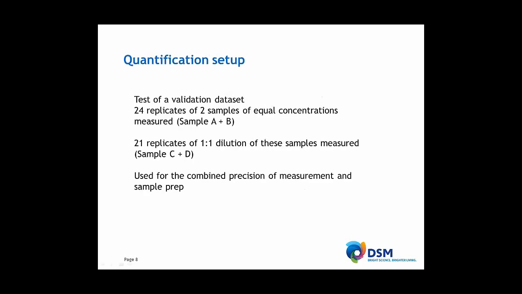Okay. Well, for these tests, I use validation data sets of 24 replicates of 2 samples of equal concentrations. I will call them sample A and B for time's sake, and a 21 replicate of a 1-to-1 dilution of these both samples. These will be called sample C and D in the presentation. And these were used to measure a combined precision of the measurement and sample preparation, as was done at the NMR lab.